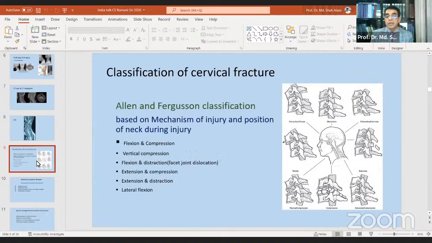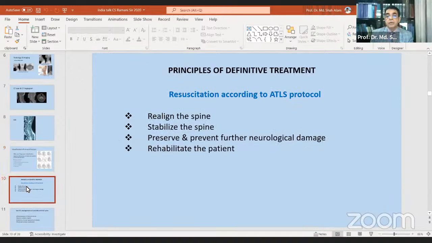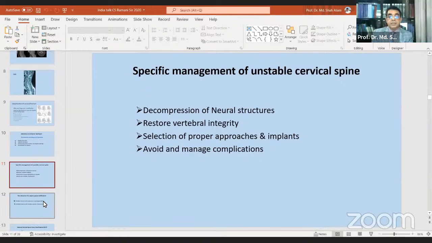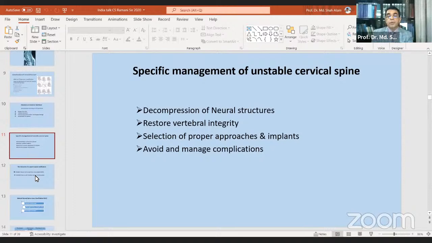When it comes to the treatment protocol, first of all, patients should be resuscitated according to the ATLS protocol. The principle is to realign the spine, stabilize the spine, preserve and prevent further neurological damage, and rehabilitate the patient to his previous position. So the specific management of unstable cervical spine is decompression of the neural structure, restoration of vertebral integrity, selection of proper approaches and implants, and avoiding and managing any complications.